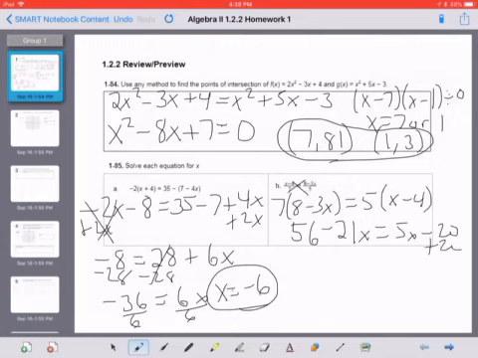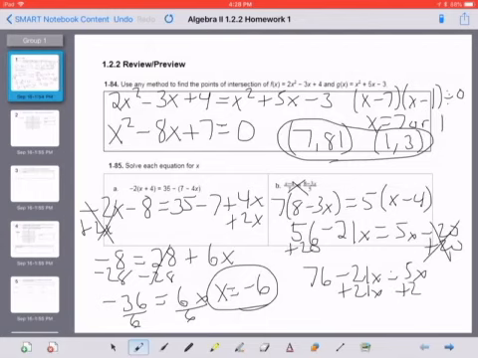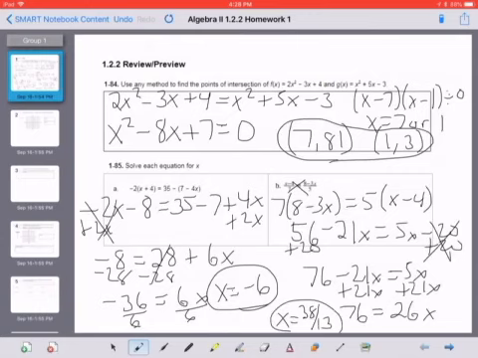So add 20 to both sides. So I get 76 minus 21x equals 5x. Add 21x. So I'm going to get 26x equals 76. So my answer is going to be 76 over 26, which simplified is x equals 38 over 13, or you could write it as a decimal.